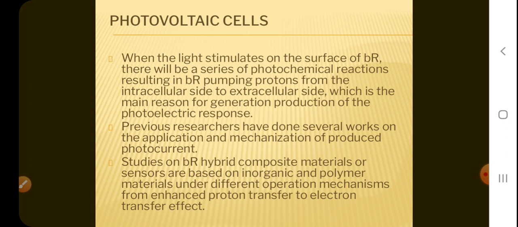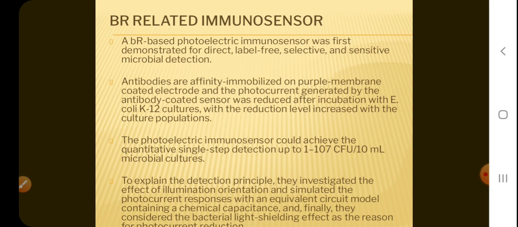Okay, so from enhanced proton transfer to the electron transfer effect. We incorporated the Bacteriorhodopsin layers onto the photovoltaic cells for enhanced proton transfer to electron transfer. So for the mechanization of these devices, we are incorporating the photovoltaic cells. Fine. And one more application, Bacteriorhodopsin related immunosensor.